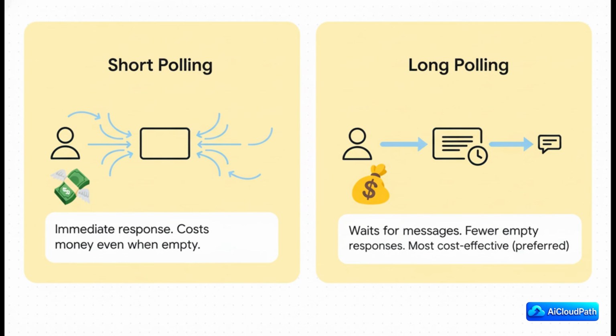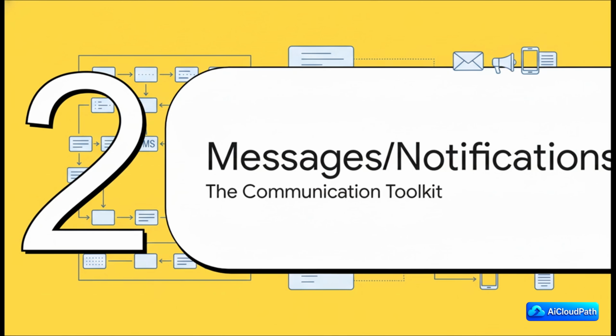Your next big decision is how you ask for those messages. With short polling, you ask the queue for a message and you get an answer right away, even if that answer is, nope, nothing here. As you can imagine, that could get pretty expensive fast. Long polling is way smarter. Your consumer asks the queue and then it just waits. It only gets a response when a message actually shows up. So here's the exam tip. Long polling is almost always the right answer. It's way more cost-effective.